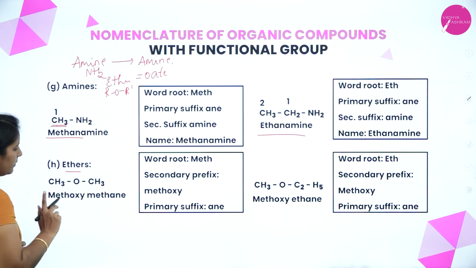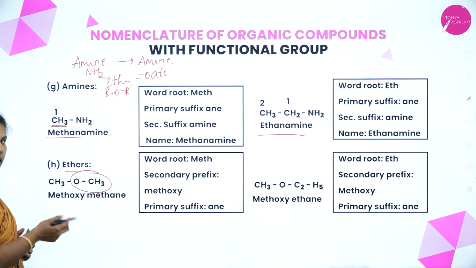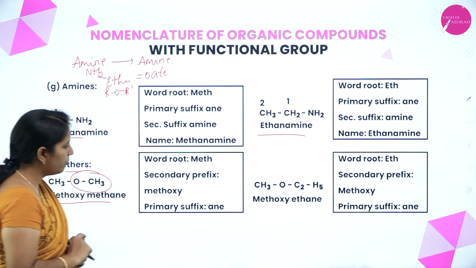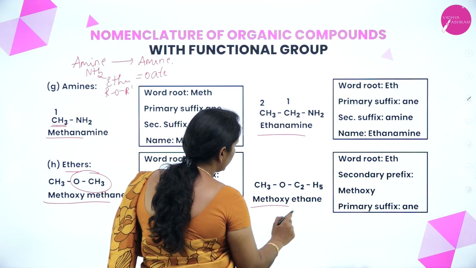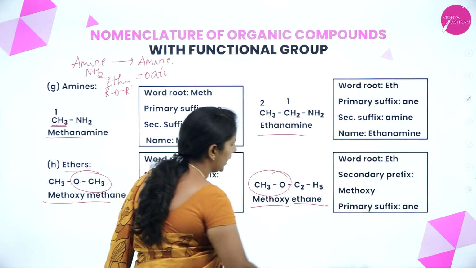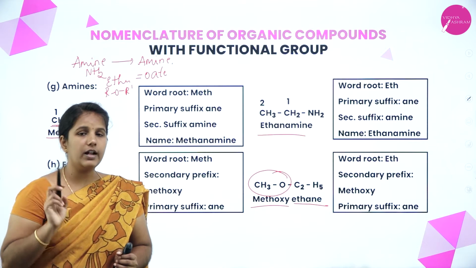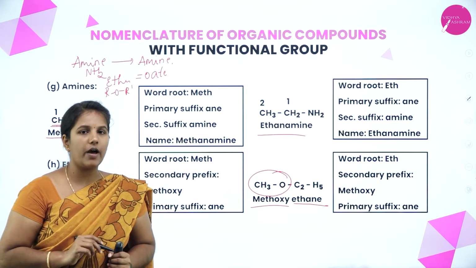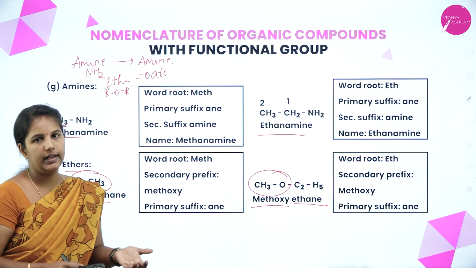Here ethers, CH3OCH3. How many carbon atoms will be there? Only 2. And this carbon atom along with the functional group we call it as methoxy. So it is methoxymethane. We have one more example, CH3OC2H5. So this is known as methoxyethane. Why is it like that in the ethers? Because in the ethers, while doing the nomenclature, we name it as alkoxy derivatives of hydrocarbon. That is why we say methoxy, ethoxy, like that.